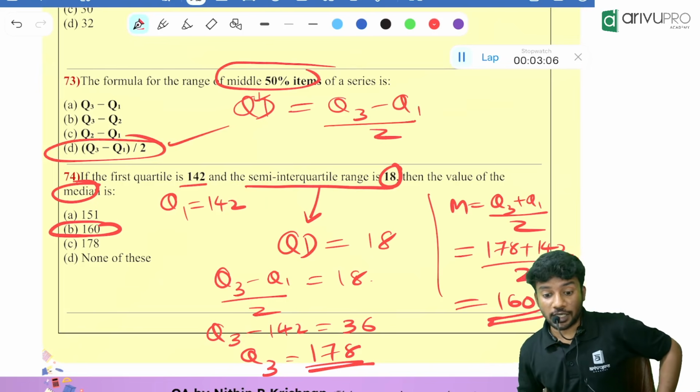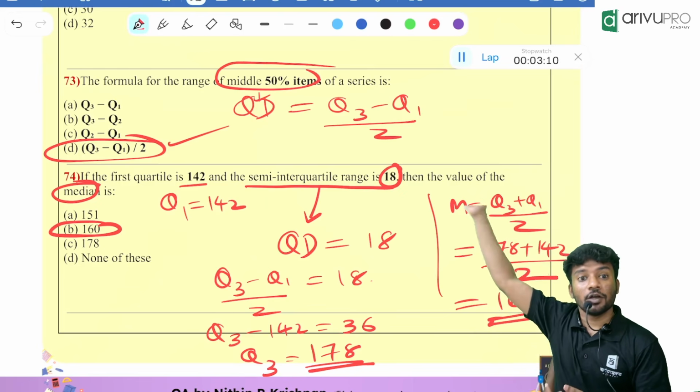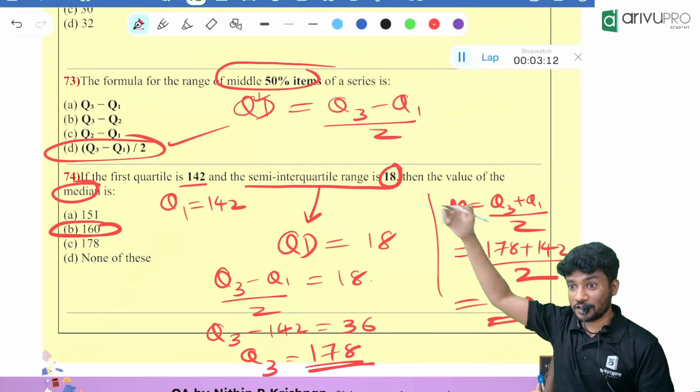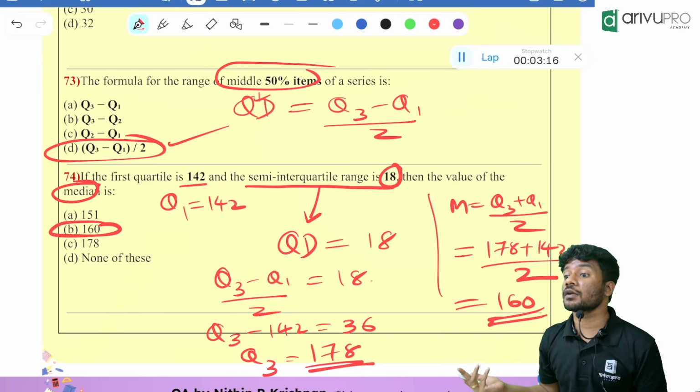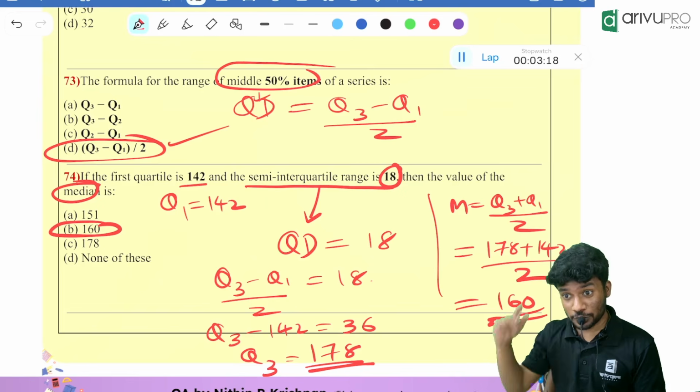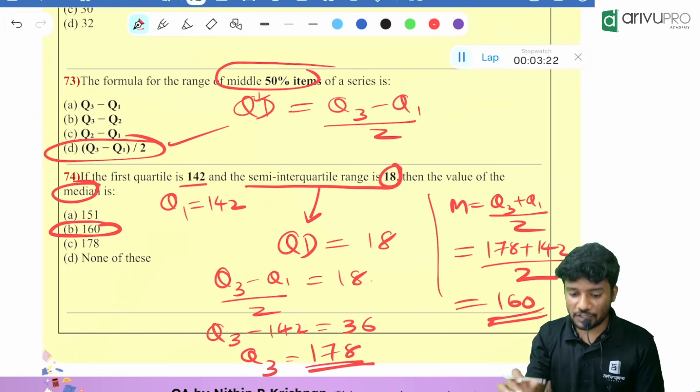Understood? So they can ask it in any manner. They connected the formula to the middle 50%. Instead of asking directly, they asked it this way. Sometimes they will put semi-interquartile range. That time also you should understand that semi-interquartile range means quartile deviation.